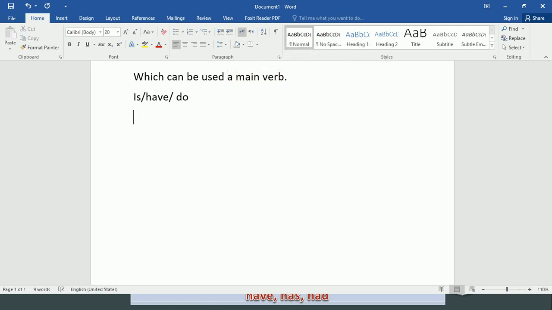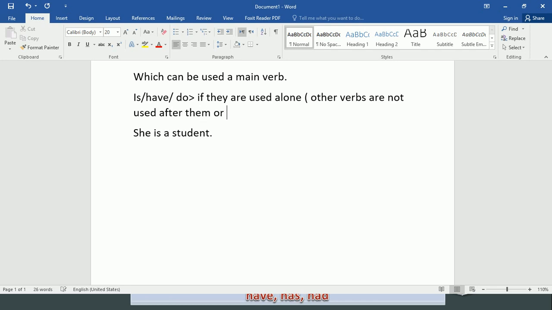Now we should give examples of where these can be used as a main verb. See the example: if I say she is a student. What is she? She is a student. Here it has come as a main verb. Dear students, keep a note: if they are used alone, what do we mean by alone? Alone means that other verbs are not used after them or with them.